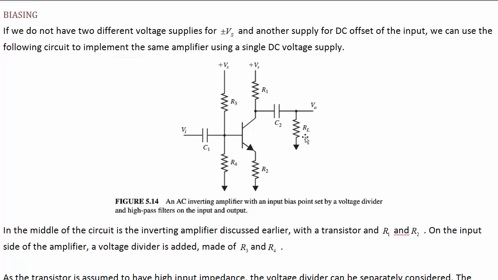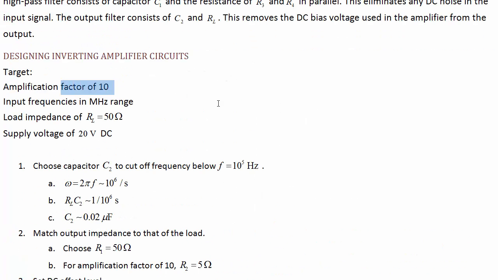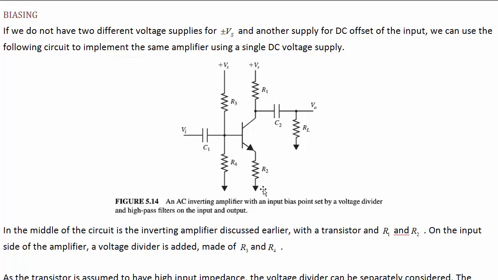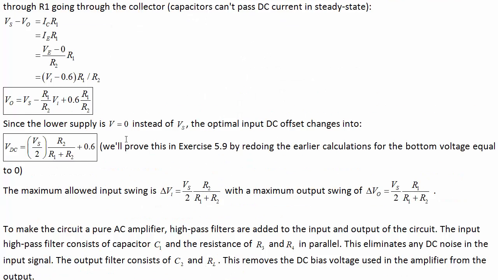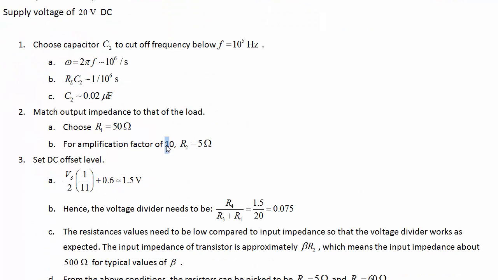Okay, so R1 has to also be 50 ohms. Now we're also told we wanted an amplification factor of 10. And we know that the amplification factor is R1 divided by R2. So if this is 50 ohms, then that means R2 has to be 5 ohms, so that 50 over 5 is going to give us a 10.